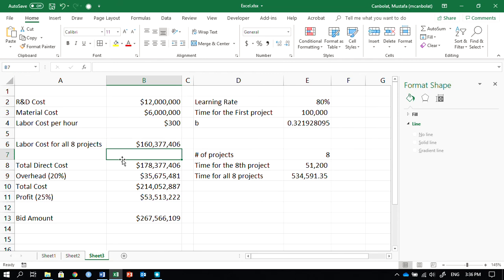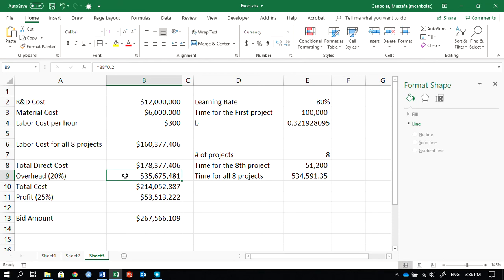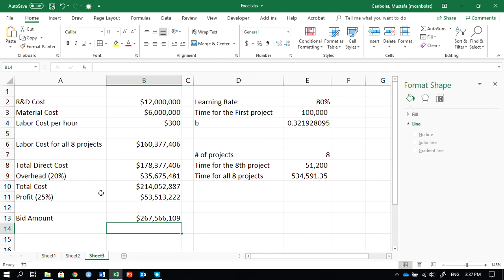And then I'm going to have my total. This is the total direct cost, which includes the R&D, material, and the labor cost. Assume that we will put 20% overhead on top of that, and that's the total cost. Assume that we will put 25% profit on top of that, 53,000, and then if you just add them up, 267,566,109, which is your bid amount.